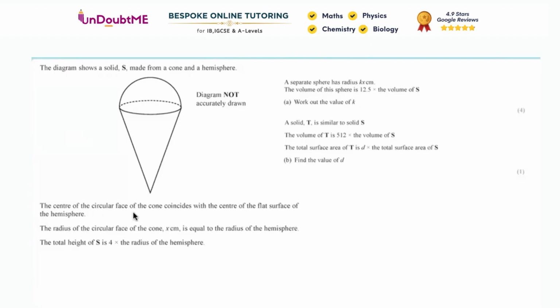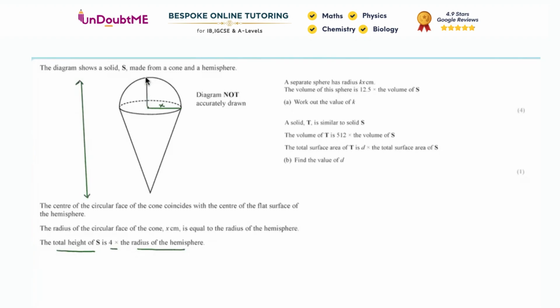The center of the circular face of the cone coincides with the center of the flat surface of the hemisphere. That is visible in the diagram, they are exactly overlapped. The radius of the circular face of the cone is x. So this is x and is equal to the radius of the hemisphere, because they are sharing one face. The total height of S means this is the total height, which is 4 times the radius of the hemisphere.